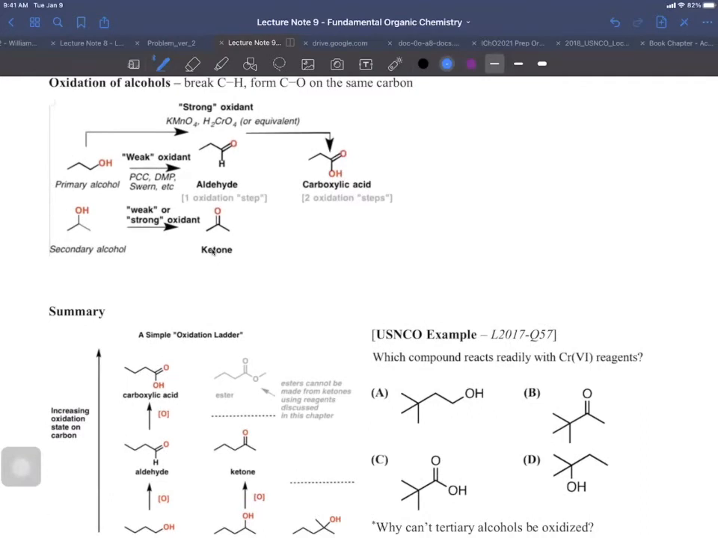How are they oxidized? Let's start from the primary alcohol. The primary alcohol can first oxidize into aldehyde. Let's have a look at this step to see what is the change of the bonds. Oxidant is added.